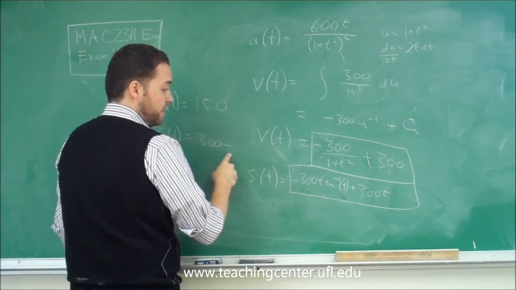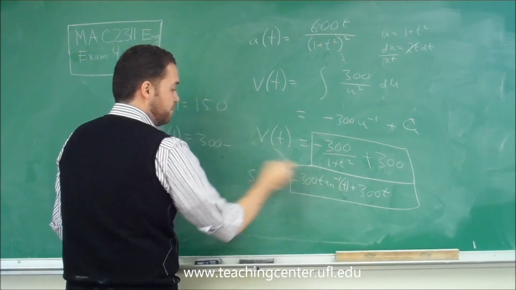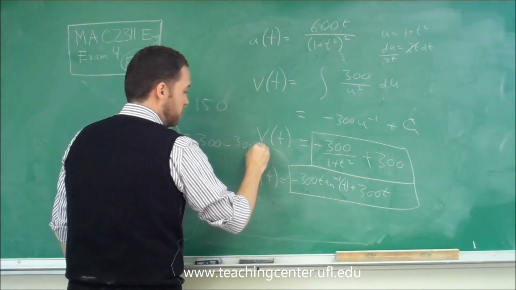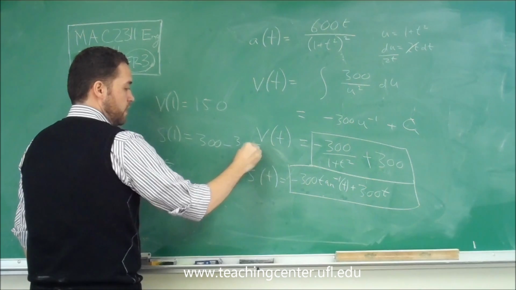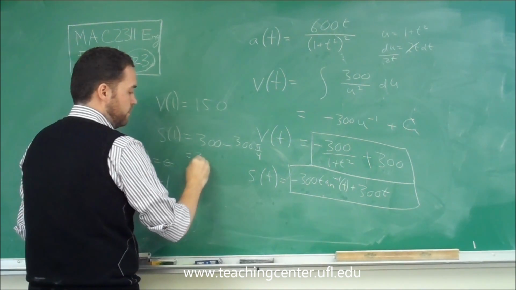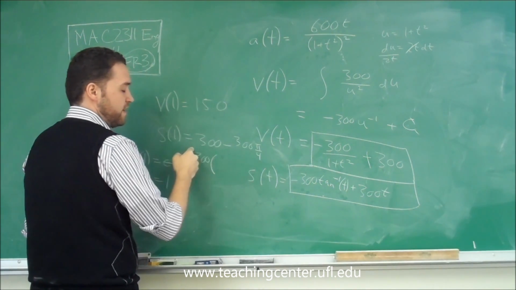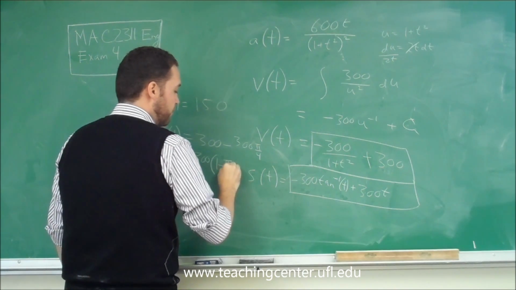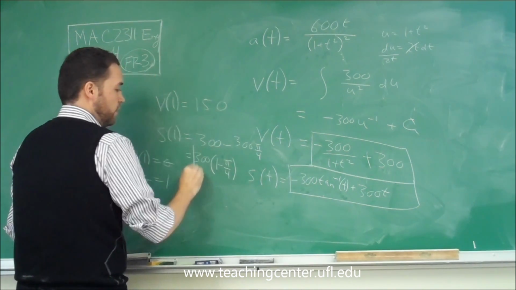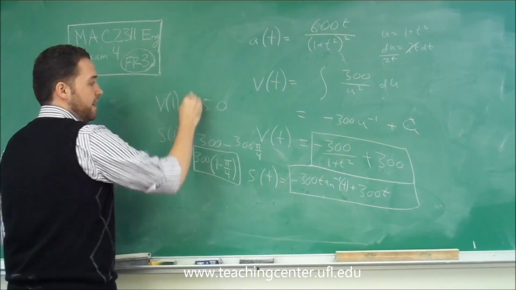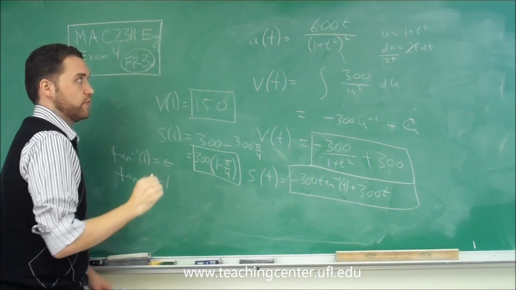So you're going to go ahead and actually say this is minus 300 times pi over 4. And you can simplify that down to just 300, because we can factor that 300 out and get 1 minus pi over 4. So then this would be the position, and this would be the velocity at t equals 1 second.